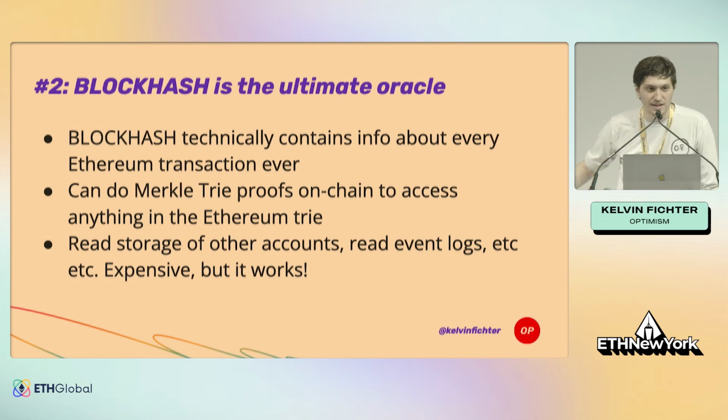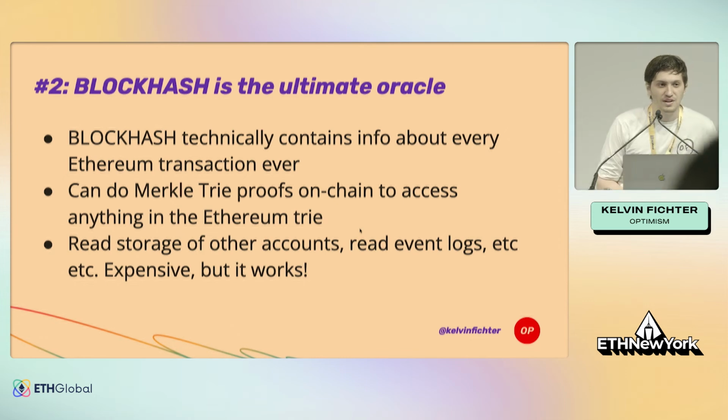It's a blockchain, so the BLOCKHASH contains information about the current block, but it also contains the previous block hash, which means you have a chain all the way back to block 0. And using Merkle Patricia trie proofs, you can access literally anything in the Ethereum trie. Not enough people do this.